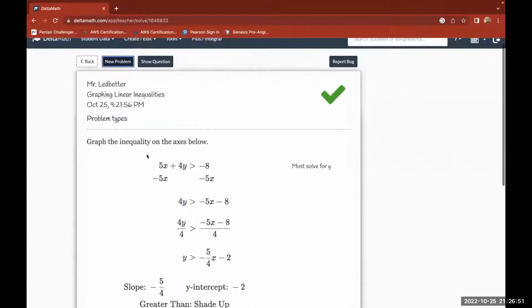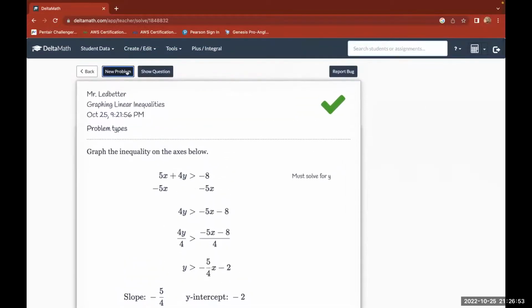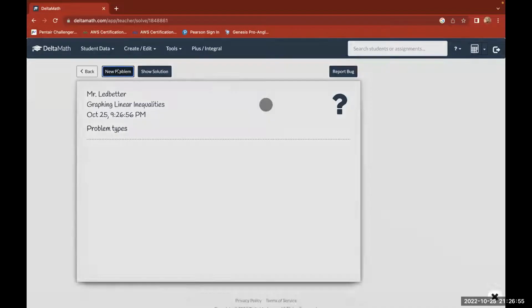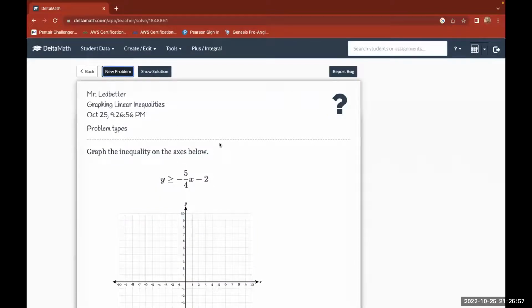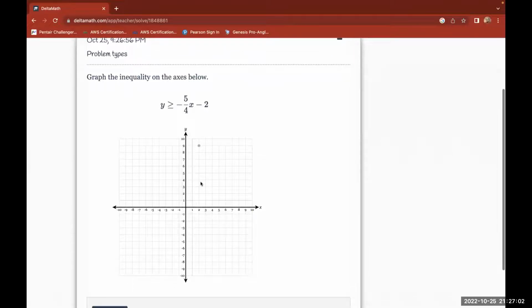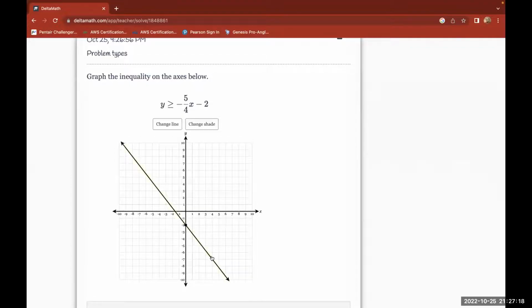All right, let's do another one. I'm going to hit show question, new problem. Now this one's nice because it doesn't need a lot of work. This one is -2, so I'm going to put a dot at -2. The negative can go with the 5 or the 4. I'm going to go down 5 and to the right 4: 1, 2, 3, 4, 5, then 1, 2, 3, 4. This is exactly like what we just figured out.